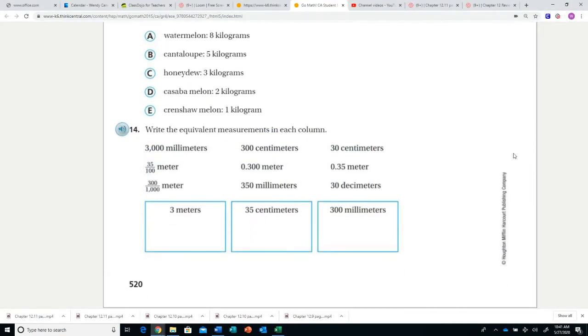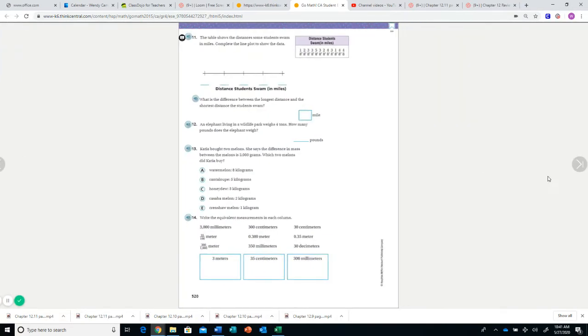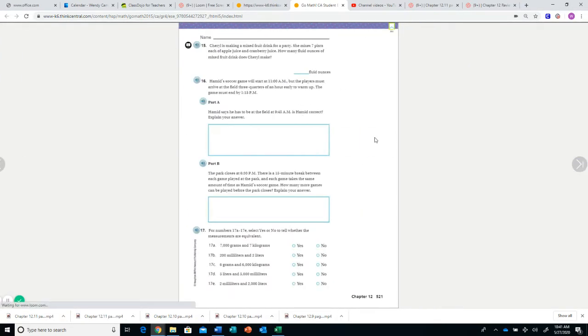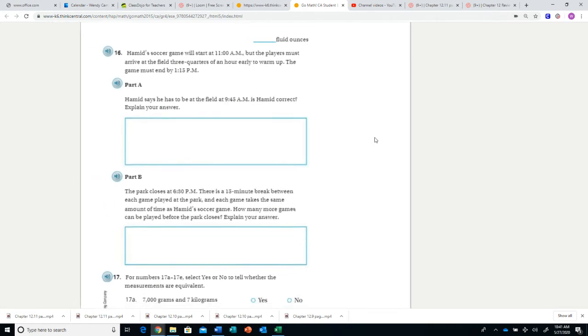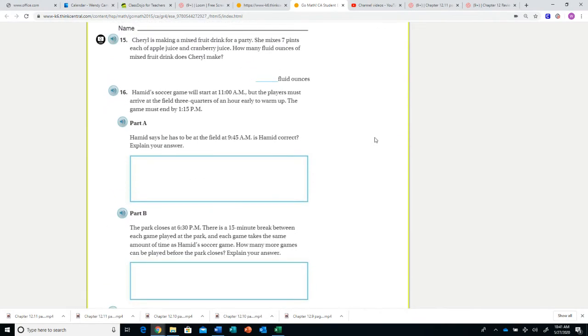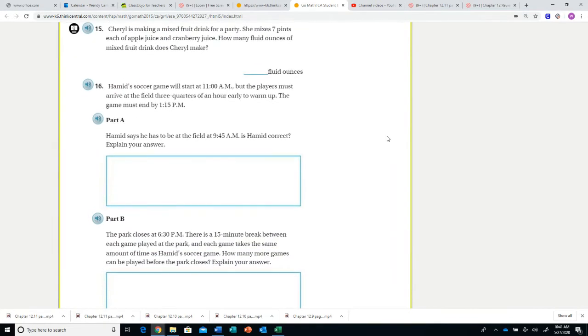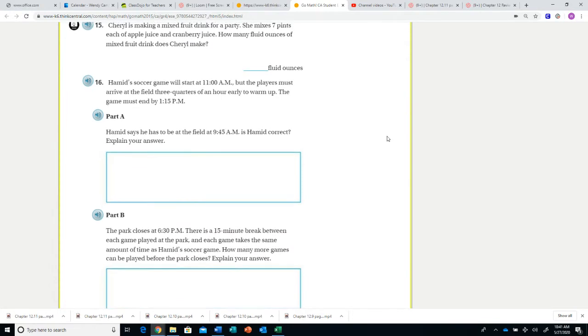Next page. Here we go. Number 15. Can I get 16 in there too, or should I just do that one? Yeah, I'm trying to squeeze out a little bit more space. All right, we'll take it.